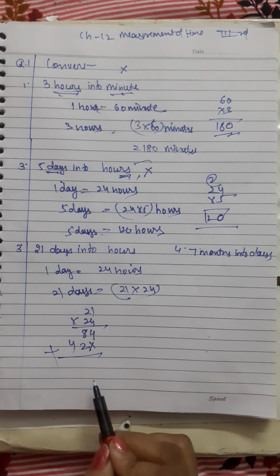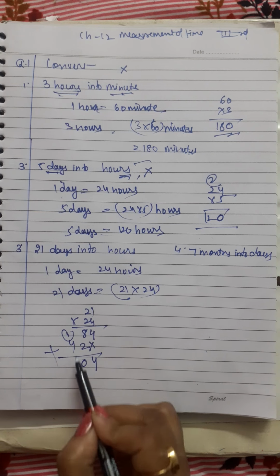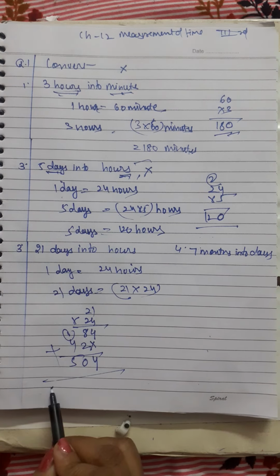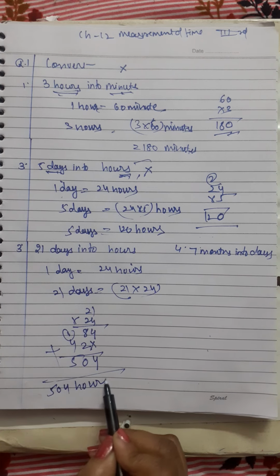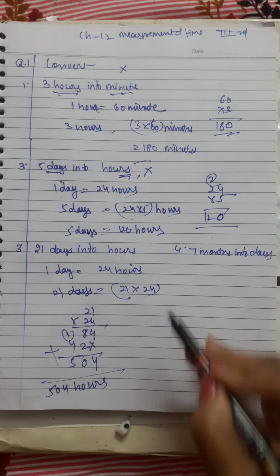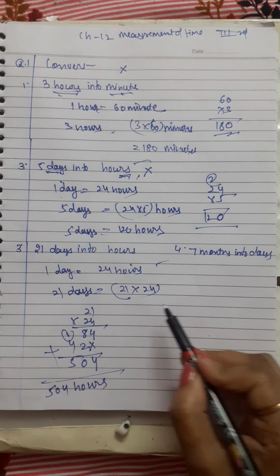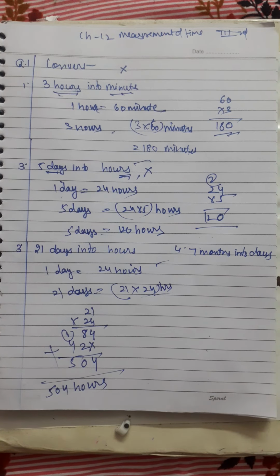Now we will find their sum. 4. 8 plus 2, 10. We will write 0, 1 in carry. 4 plus 1 is equal to 5. So 21 days is equal to 504 hours. One more time. One day having 24 hours. So 21 days is equal to 21 multiplied by 24 hours. We will get answer in hours.